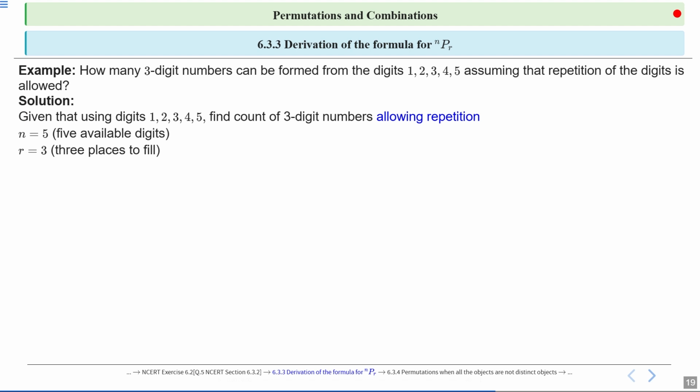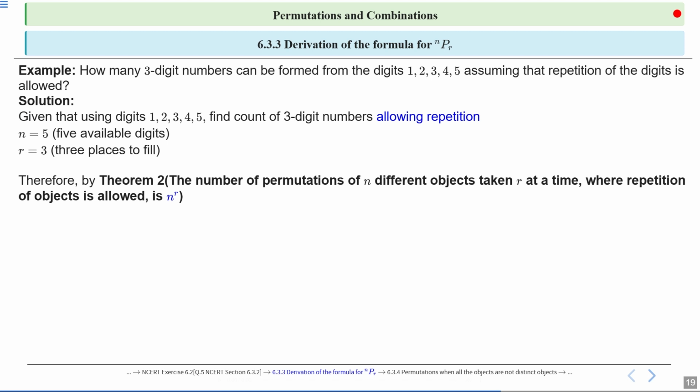Here we have three places to fill, so r is equal to 3. So what we have done so far: we have 5 digits and 3 positions to fill, and repetition of the digits is allowed here. Let's find how many numbers can be formed from the digits 1, 2, 3, 4, 5, assuming that repetition of the digits is allowed.